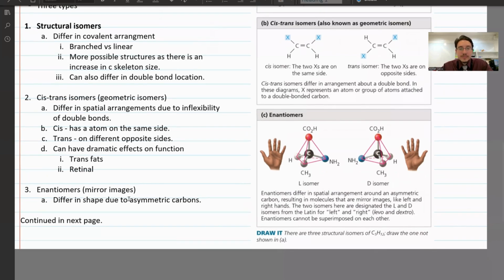Enantiomers, right? These are mirror images of molecules. They differ in shape due to their asymmetric carbons. It's very nice that they give the analogy of your left and right hand. Due to an asymmetry in the carbon, you do have a certain type of orientation, and because of that orientation, you have two different forms. It's not really left, but it's referred to as an L isomer and a D isomer. Not shown here in the textbook, levorotatory and dextrorotatory isomers. But in essence, they're mirror images of each other.